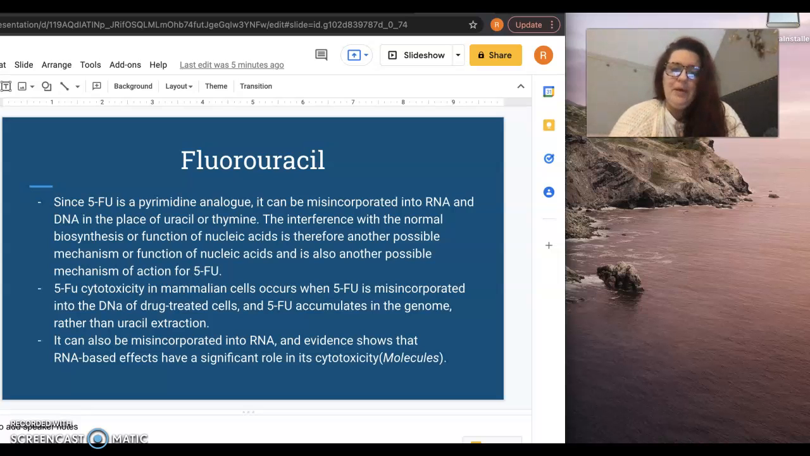In mammalian cells, 5-FU toxicity occurs when 5-FU is misincorporated into the DNA of drug-treated cells, and 5-FU accumulates in the genome rather than uracil extraction. And it can also be misincorporated into RNA, and evidence has shown that RNA-based effects have a significant role in this cytotoxicity.